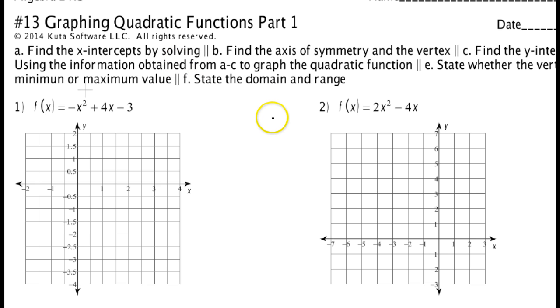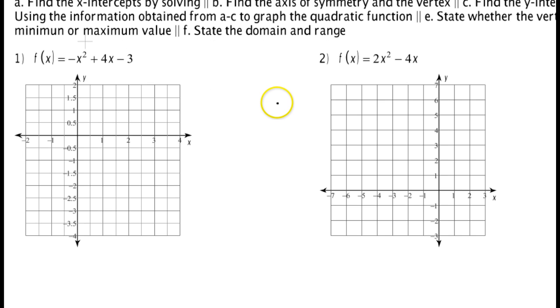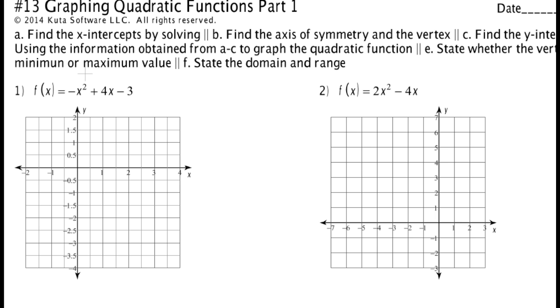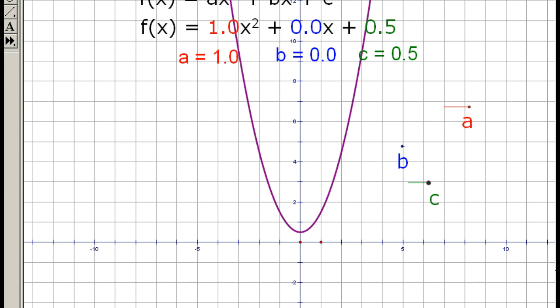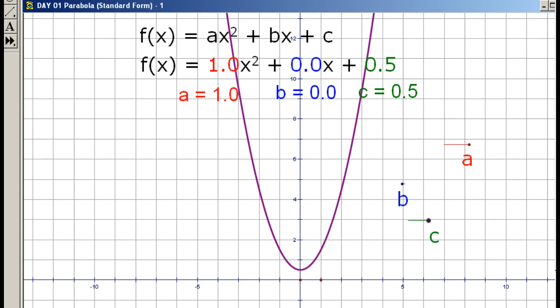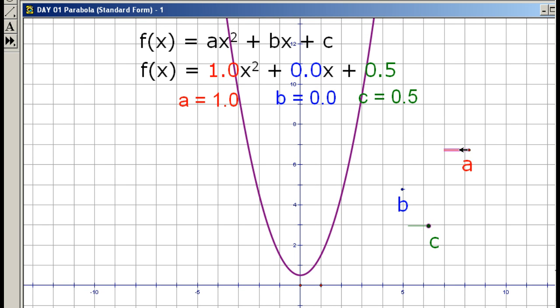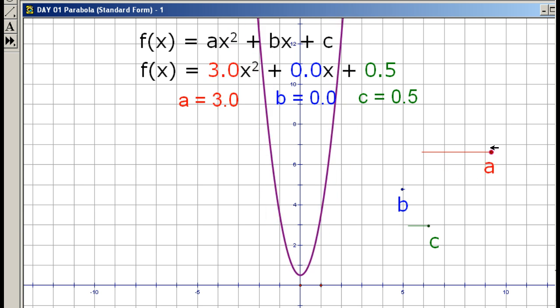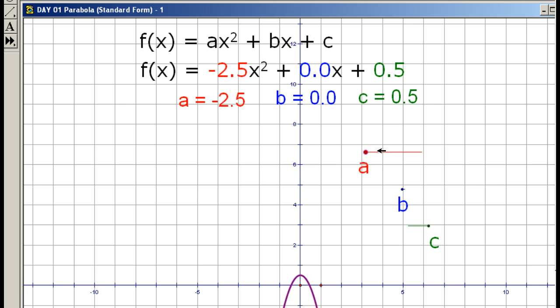Alright, so I'll take you through maybe 2 of them. You guys do 2 on your own. In general, here's what we're doing, graphing these parabolas. They all have a parabola shape. Just remember, if A is positive, it's facing up. A is negative, it starts facing down.